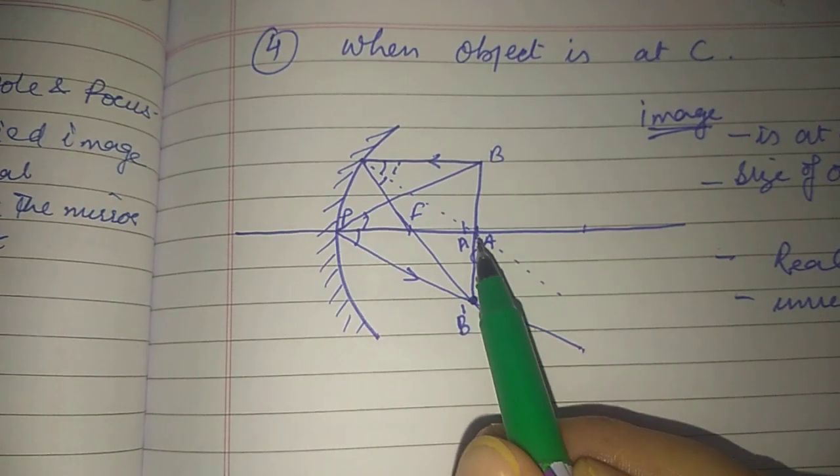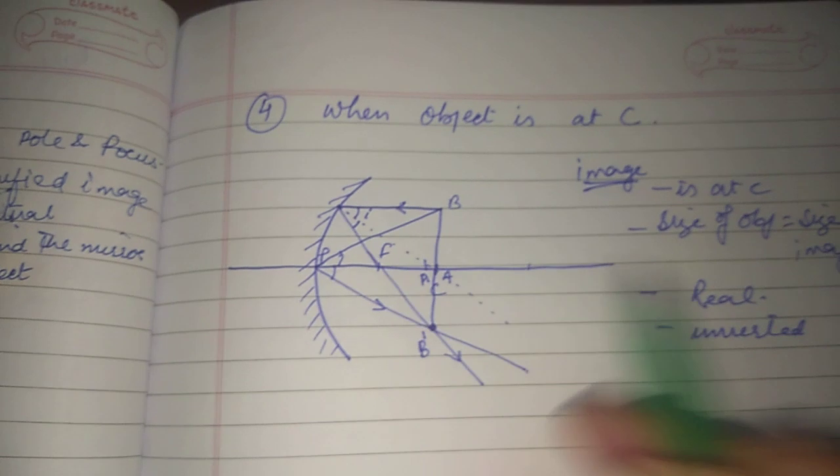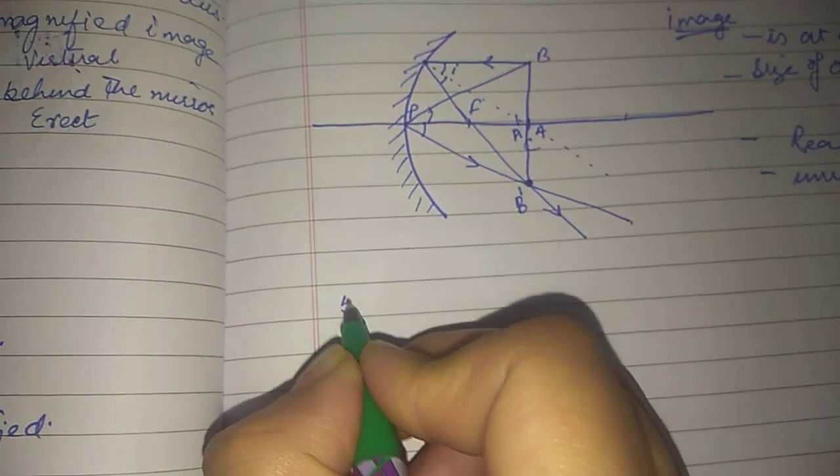Now we have reached point C. Now we will take the case when the object is beyond C. So fifth case, when the object is beyond C.